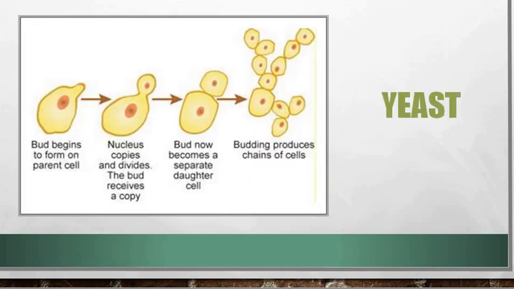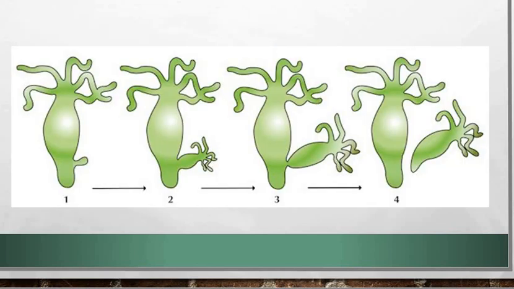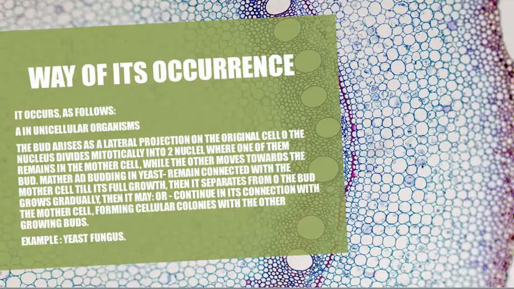Here is a picture that indicates the asexual reproduction through the yeast that starts as a bud on the parent cell, and the nucleus divides mitotically. Then the nucleus migrates to the bud, which may then be separated or may produce chains or colonies of cells. Also, here is another example, the hydra, which forms a new bud, and the nucleus divides mitotically, and the organism produces the bud laterally.